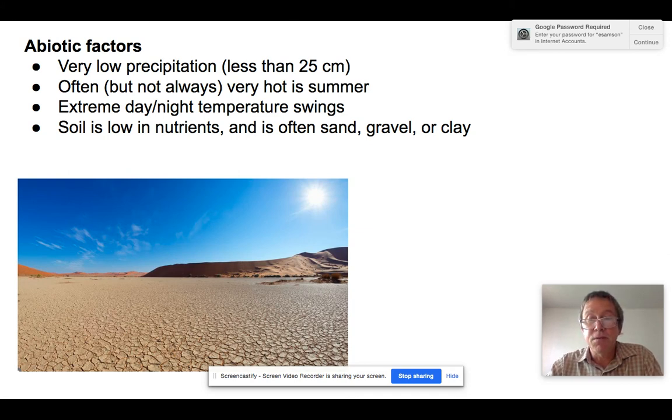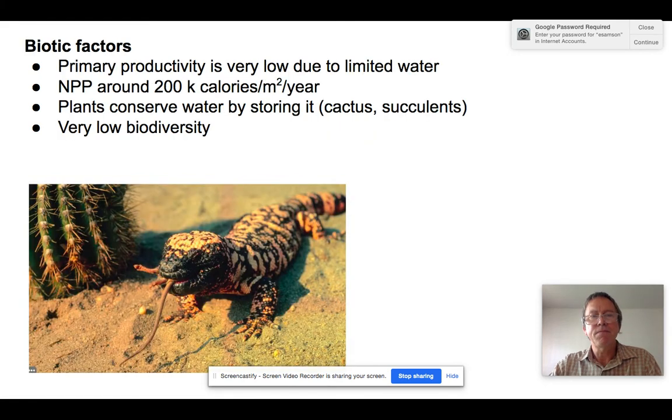We have typically very extreme changes in temperature between day and night, and that's because there's very little moisture to regulate that. And the main thing is the soil is extremely low in nutrients. It's often just sand, gravel, clay. Sometimes it has salt crystals in it, so it's really not conducive to growing plants.